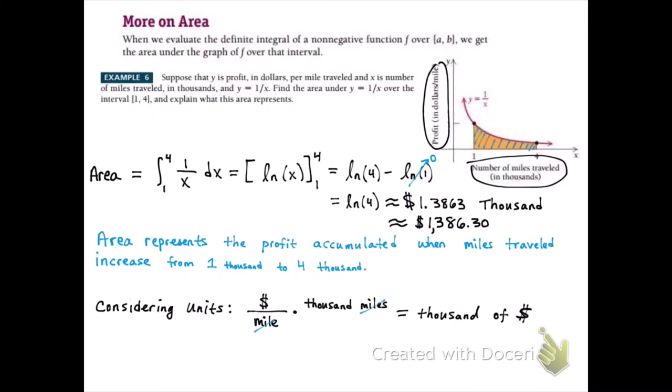So in summary, the answer for this problem, we see that as the miles traveled increase from 1,000 to 4,000, then we get a profit of $1,386.30.